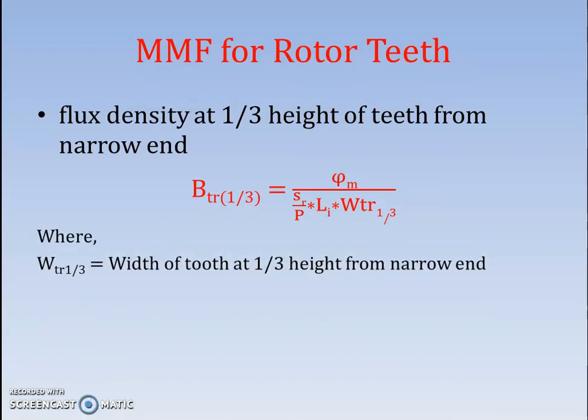So width of the tooth at 1/3 height from the narrow end can be calculated from this equation. Basically this equation is pi D divided by rotor slots and minus width of the rotor slot. So for calculation of diameter, we take D minus 2/3 of depth of the rotor slot. As we have seen in the previous diagram, we can easily calculate width of the rotor teeth.